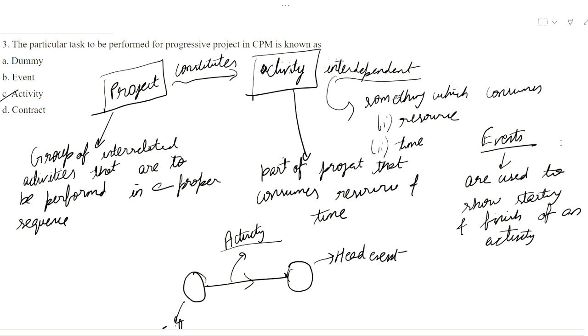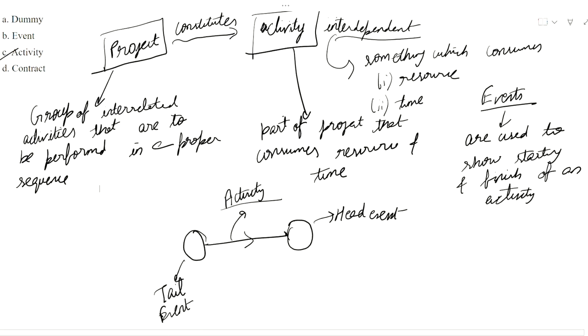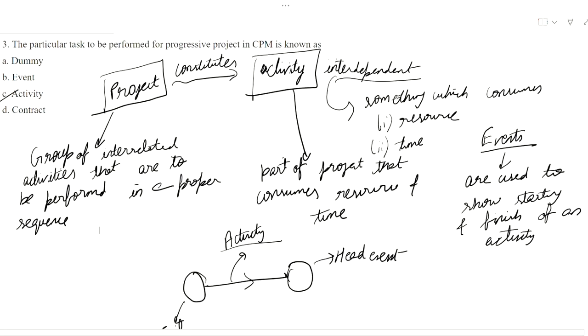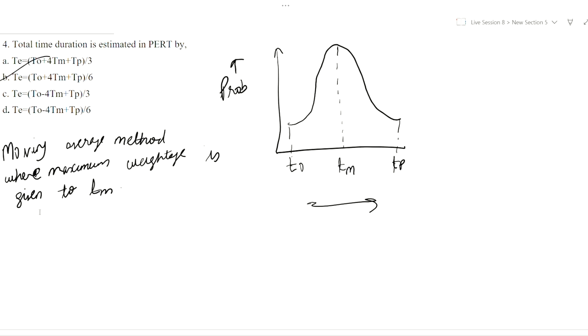So we have early start time, late start time, early finish time, late finish time. This is again a part activity which follows a normal approach. This is the moving average where maximum weightage is given to the most likely time.